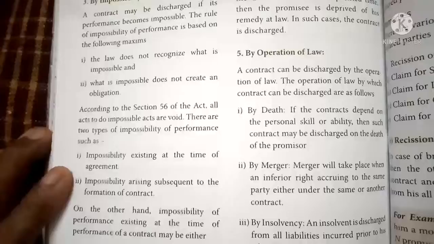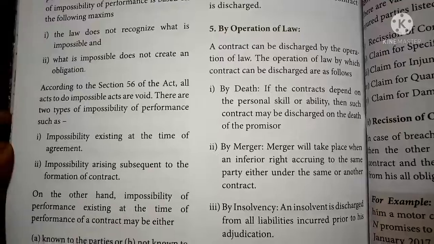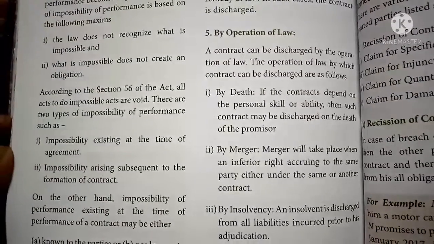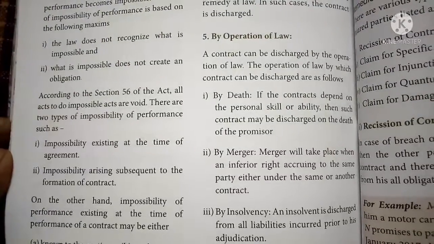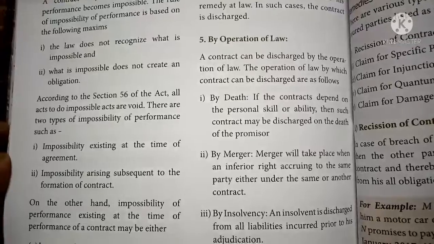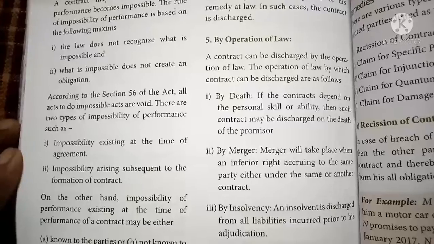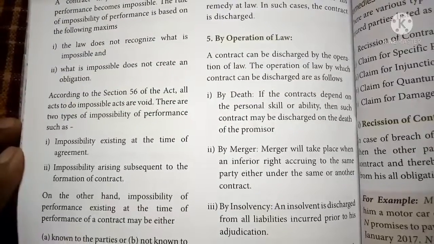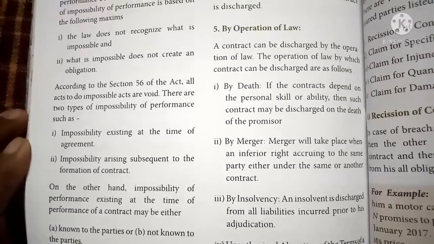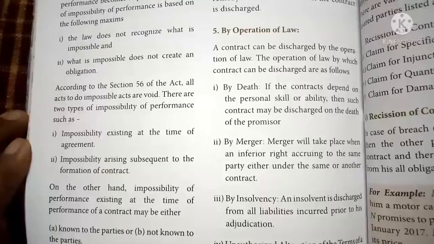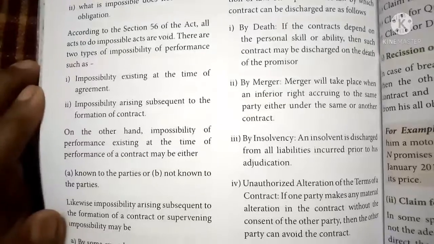By the operation of law. A contract can be discharged by the operation of law by way of death, that is, if the contract depends on personal skill or ability, then such a contract may be discharged on the death of the promisor. Sometimes merger: merger will take place when an inferior right accrues to the same party either under the same or another contract. And by way of insolvency: an insolvent is discharged from all liabilities incurred prior to his adjudication.